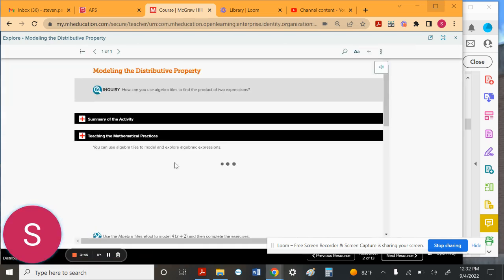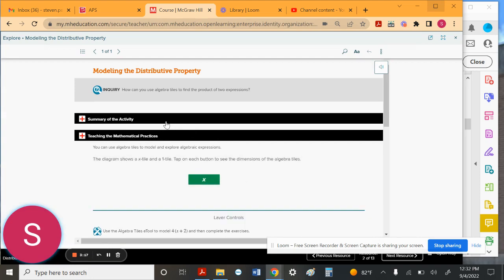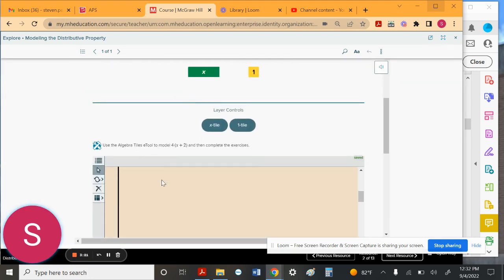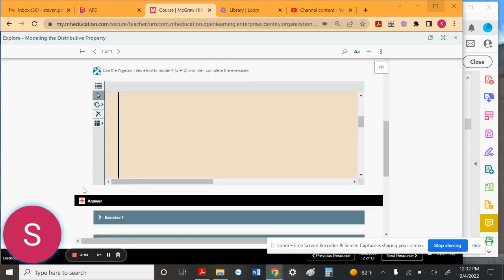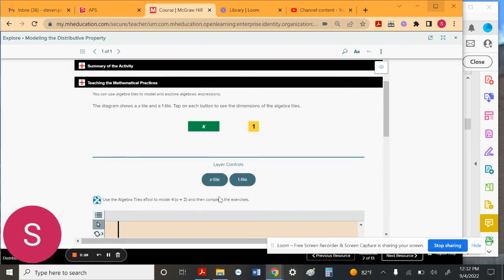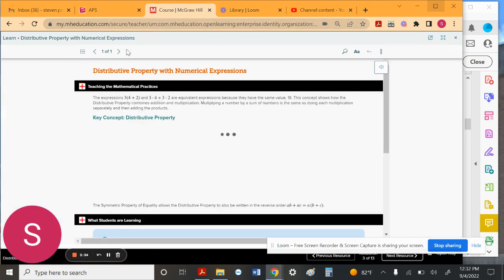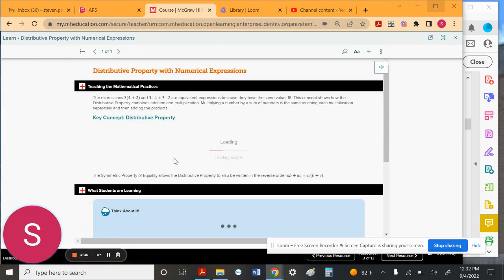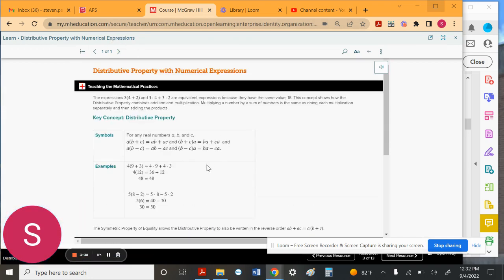Okay, so what we're going to be dealing with this time is the distributive property. The distributive property just allows me to multiply things to one side. Eventually, we're going to learn algebra tiles. We're not going to do that in this one. We're going to move on to the next resource because we're going to go right to the distributive property dealing with numbers. When it says numerical expressions, that means expressions that only have numbers.